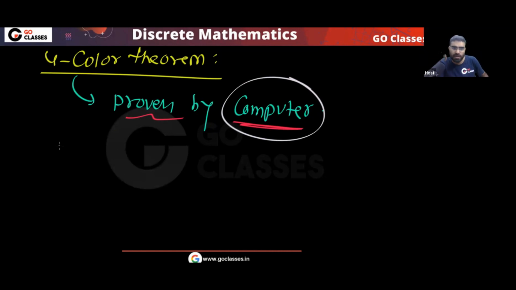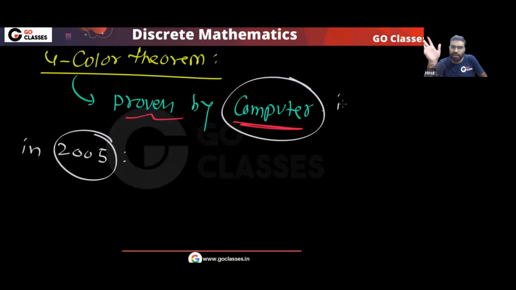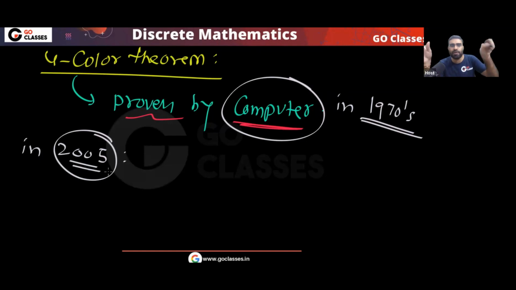Then finally, what happened in 2005? In 2005, it was again proved by computer, in a different way. Earlier, I can say in the 1970s or 1980s, it was proved by computer at that point of time. Then in 2005, it was again proved by computer. Now slowly, mathematicians accepted this proof.